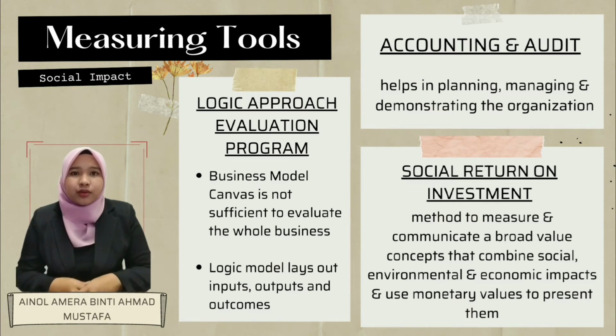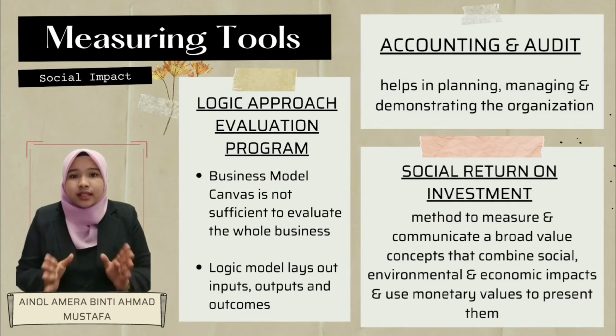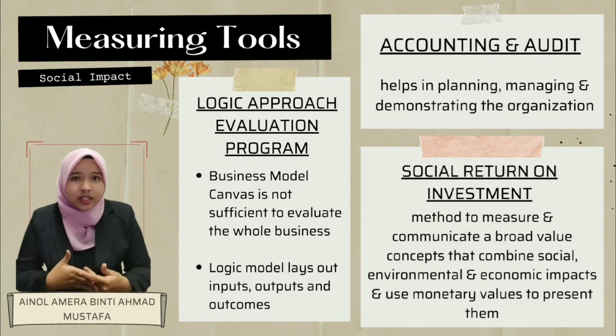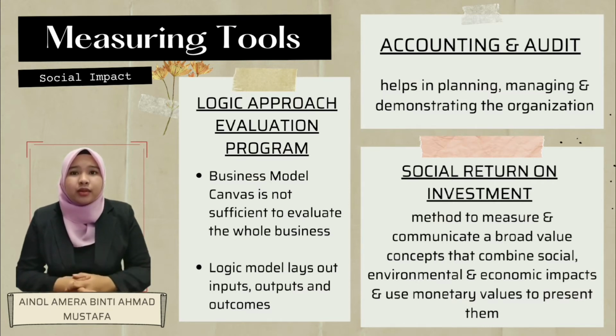Number one is accounting and audit. This method may be the oldest technique used to document the social impact in the organization. The process consists of a detailed analysis of the company's activities through three main steps, which are planning, reporting, and documenting. Other than helping in planning, managing, and demonstrating the organization, it can also help in proving, improving, and accounting for the difference that the company made.